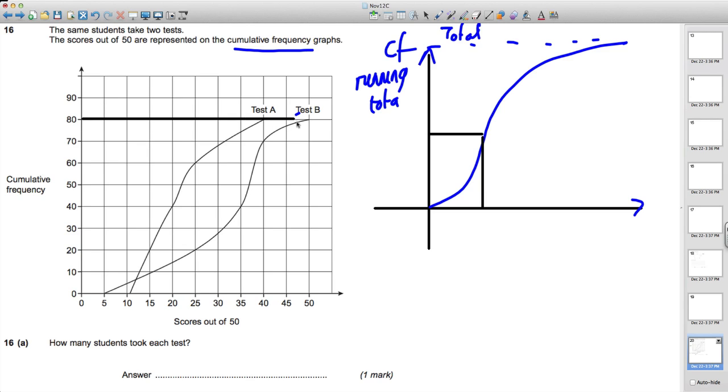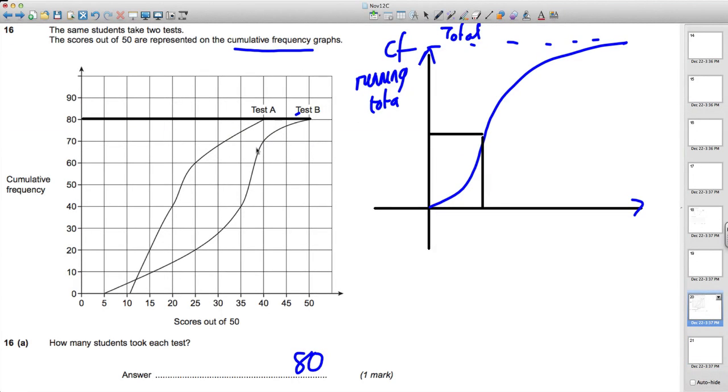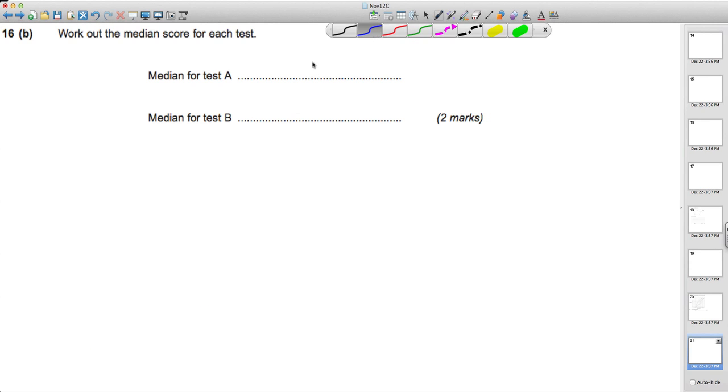So, how many students took each test? We'll draw a line across, it's clearly 80. You must draw that line, 80. Next question, work out the median score for each test. Now, if 80 people took each test, the middle must happen at 40. So let's draw a line on at 40 for each of these, and then a line down to read off. So for test A is 20, and for test B is 35. So 20 and 35, okay?